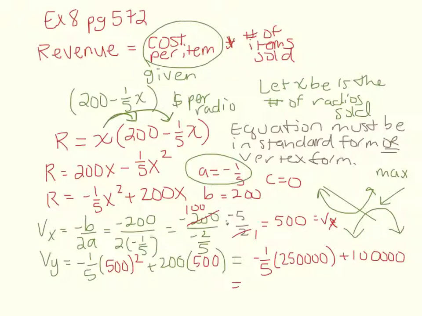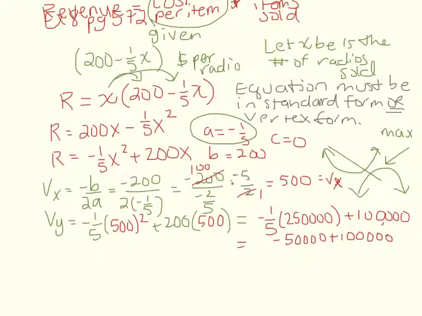250,000 divided by 5 would be 50,000. And that's a negative value. Plus 100,000. And I have 100,000 minus 50,000, which leaves me with a positive 50,000 as the y-coordinate of my vertex.